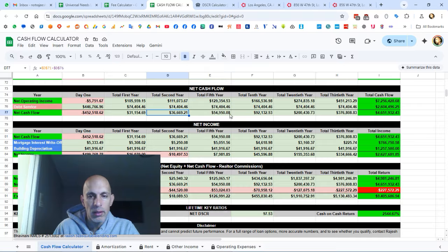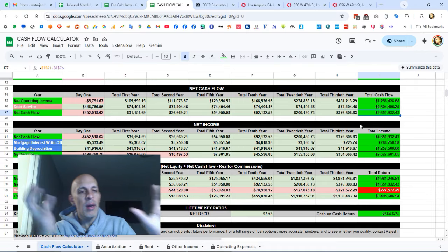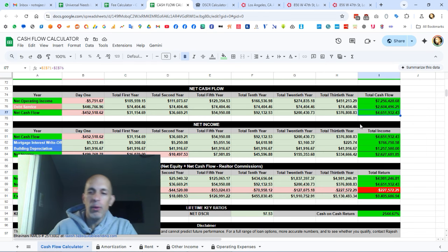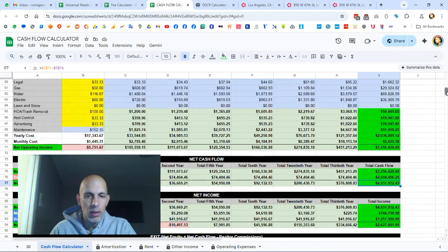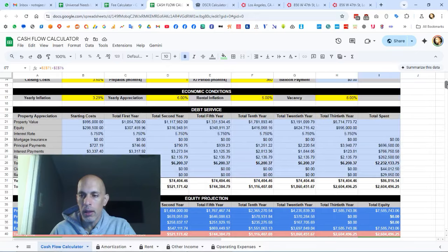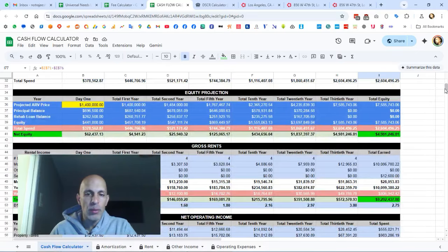Second year, you're at $36,000. Fifth year, you're at $54,000. 30th year, you're at $376,000 a year. Now, if you were to take all that money, put it in a bank account, and it never picked up interest, it just was sitting there, after 30 years, all of that money added up, you're looking at $4.65 million, which is really nice, especially comparing to the other buildings I reviewed recently, which added up to about $3 million or $2 million, somewhere in that range.